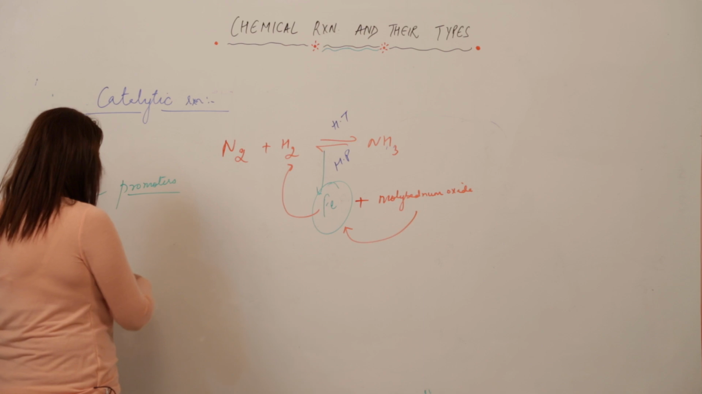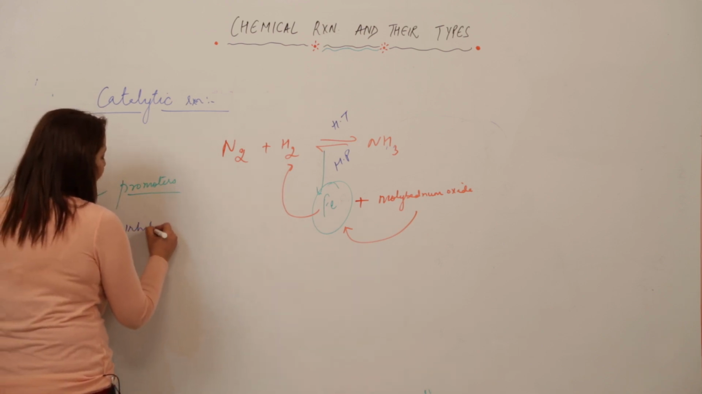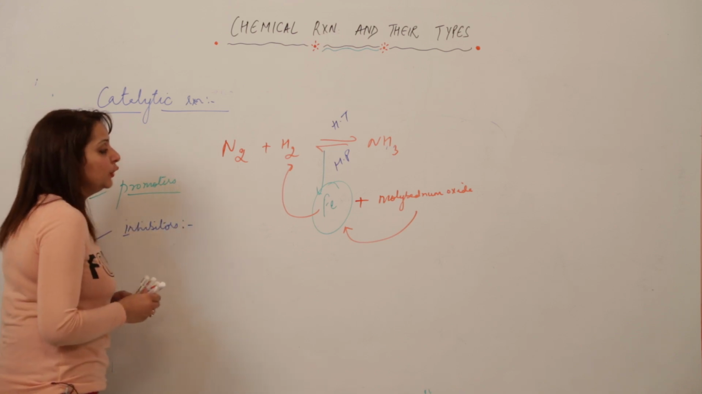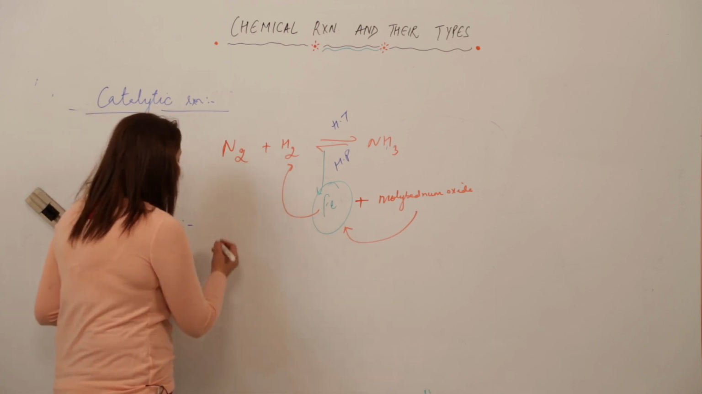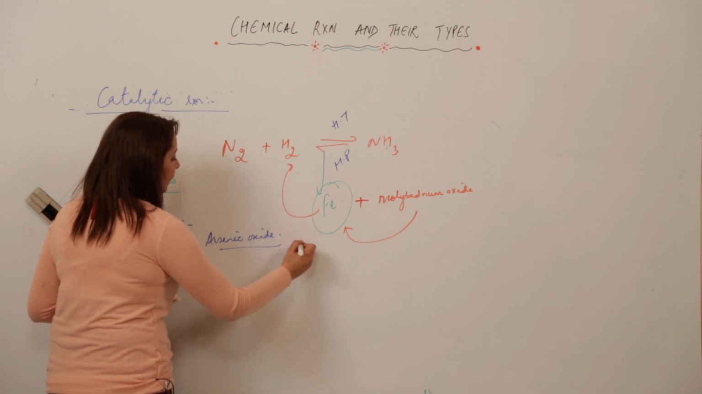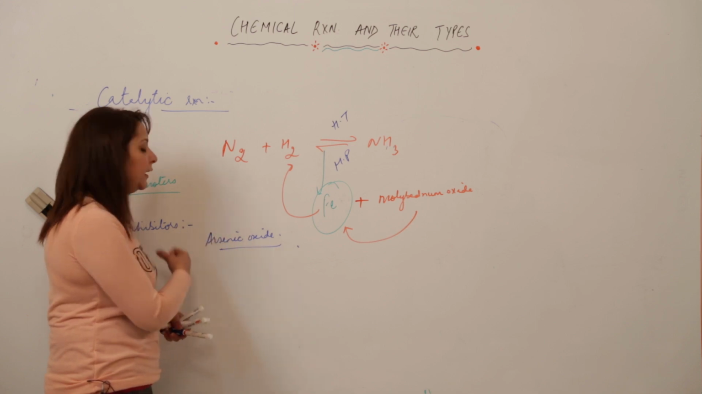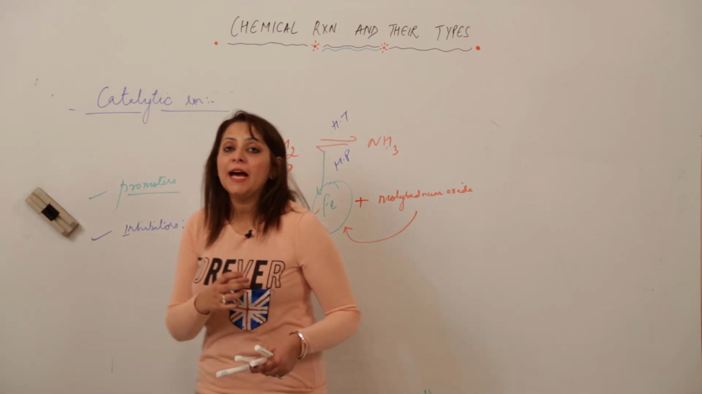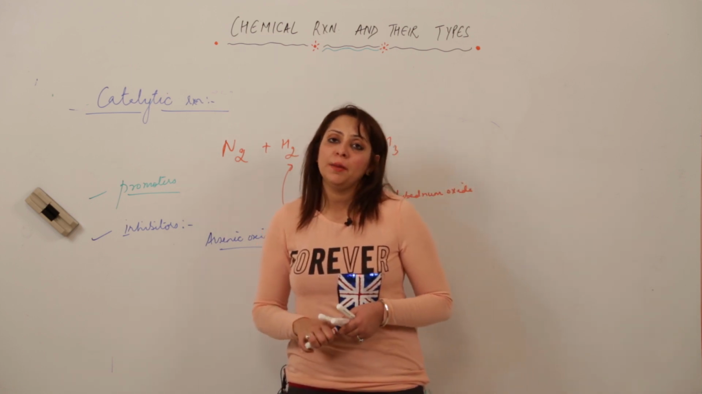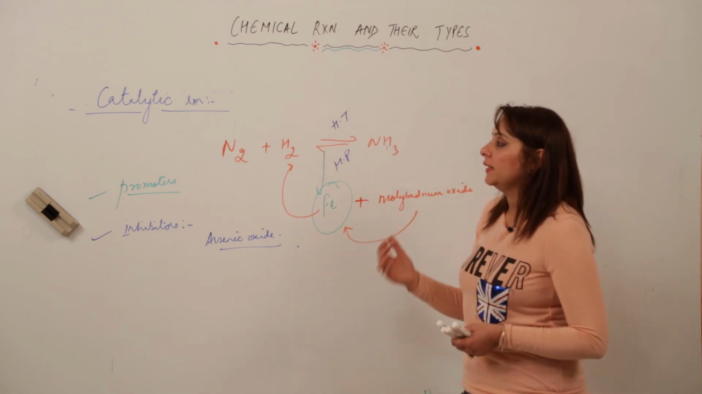In the same way as we have promoters, we have catalytic inhibitors as well. That means we use the catalyst, but to restrict the activity of the catalyst, we use inhibitors as well. For example, arsenic oxide. Arsenic oxide acts in our human body as a catalytic inhibitor during the activity of enzymes in many biochemical reactions. So this is how we classify reactions under the catalytic reaction.